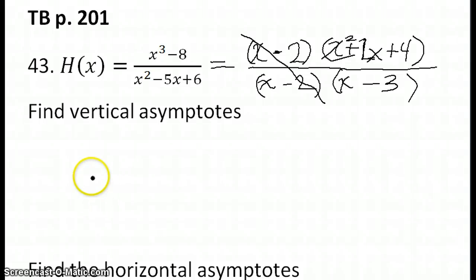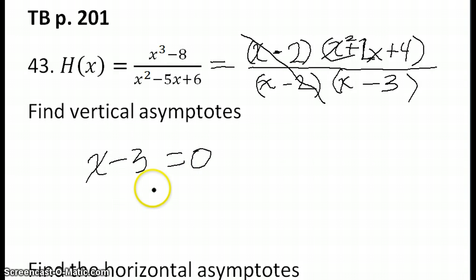So in order to find the vertical asymptotes, we only need to use the denominator that is remaining. So x minus 3 equals 0. So there's only one vertical asymptote, and that vertical asymptote is at x equals 3.